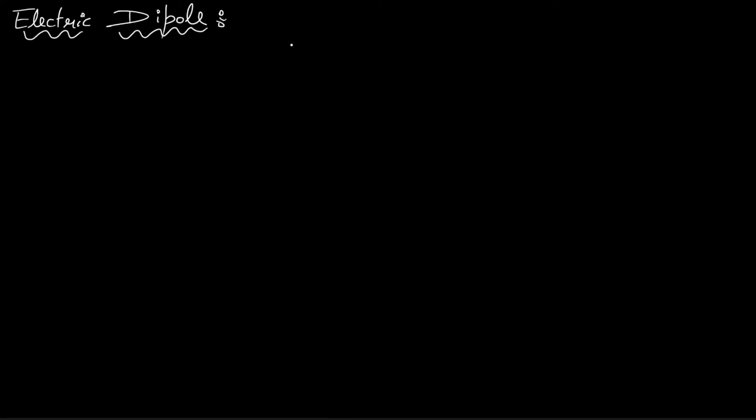And what is electric dipole? The electric dipole consists of a pair of equal and opposite charges. The charges are equal and opposite, and they are separated by a small distance. This is known as electric dipole basically.